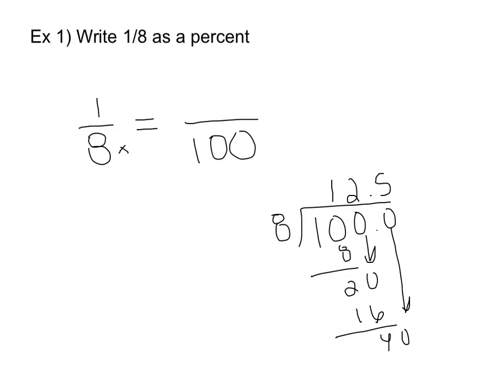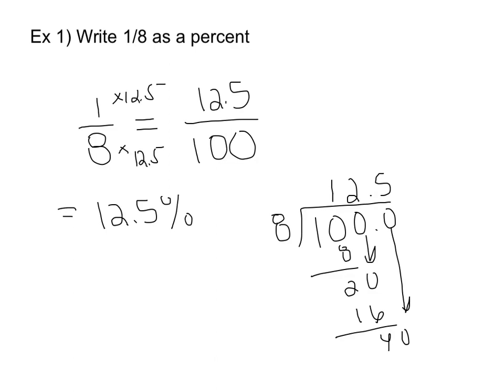So I would have to multiply my denominator by 12.5. I'm also going to multiply my numerator by 12.5, which gives me 12.5 out of 100. And again, I know that that means that 1/8 is 12.5%, or 12.5 out of 100. I know percents are getting a little harder, but I know you guys are going to do awesome.